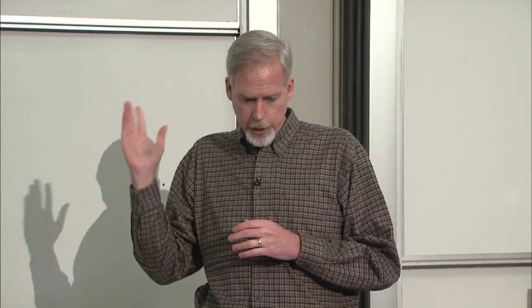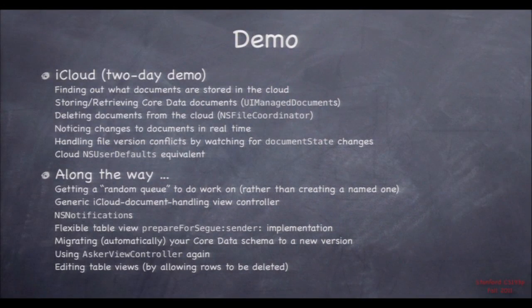So I have 2 iPads here. I don't know if we'll get to this today, maybe. But as I change things, you'll see the other one changing. Okay? So, yeah, and we'll do all kinds of things, deleting documents, handling file version conflicts. We'll do the key value store. Along the way, I'm going to show you some other things that aren't iCloud related. For example, I'll show you how to do this get me a random queue of a certain priority thing.